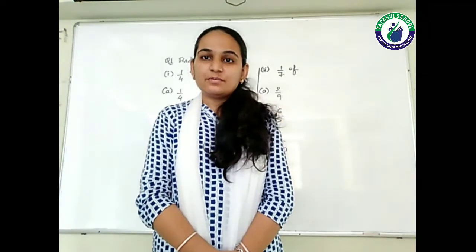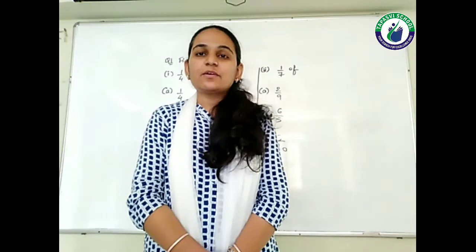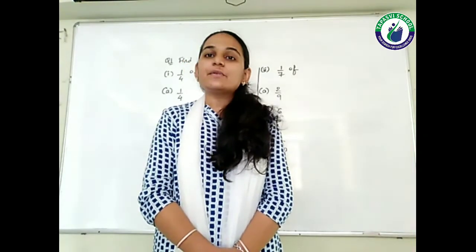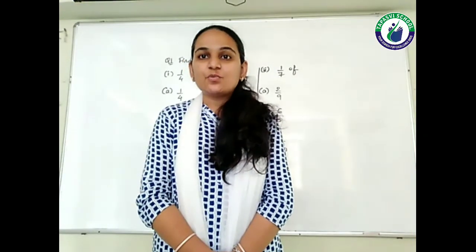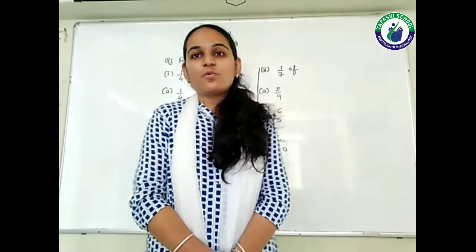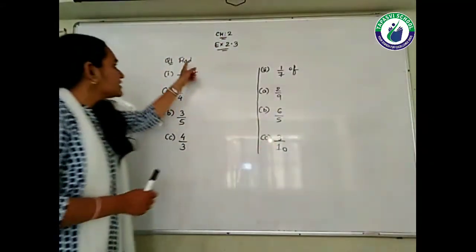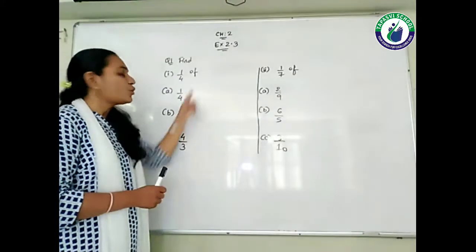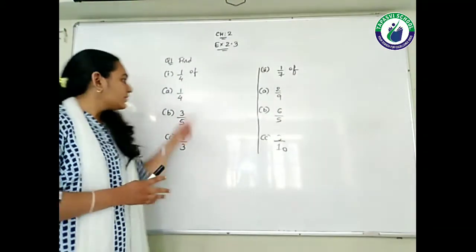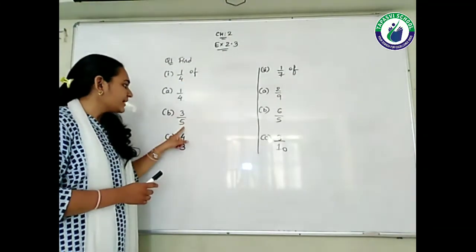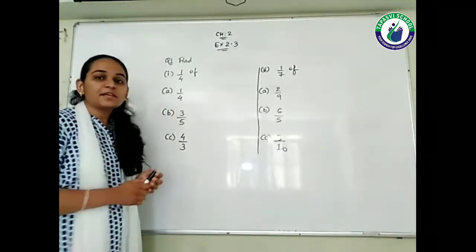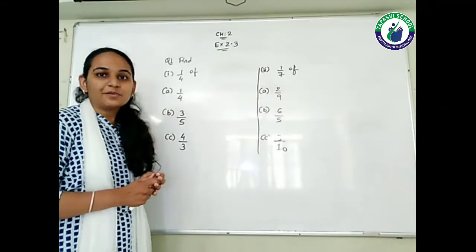Students, if you remember, in our previous lecture we have completed exercise 2.2. Now in this lecture we are going to start exercise 2.3. So here our question number 1 is, find 1 by 4 of 1 by 4, 1 by 4 of 3 by 5 and 1 by 4 of 4 by 3. So let's calculate it.